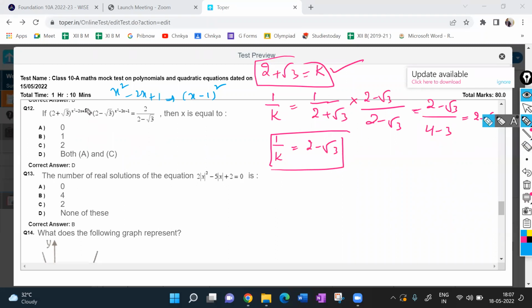Look at this here. So this power, let me zoom. This power can be written as what? X minus 1 whole square. And this power can be written as what? Minus 2 plus 1, right? Correct. So now x square minus 2x plus 1, or else straight away you can write here minus 2 plus 1. So here x minus 1 whole square minus 2 can be attached. Now you just substitute everything.